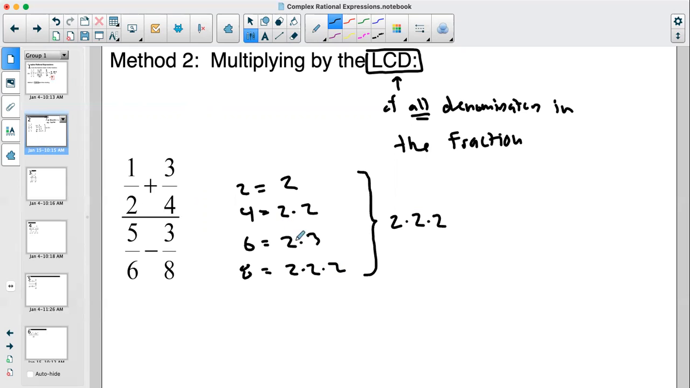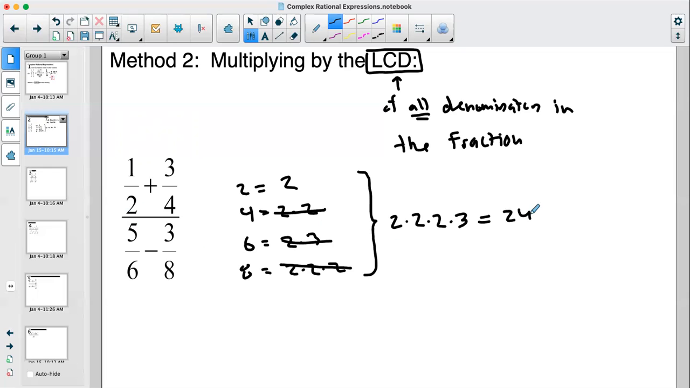Now I check, if I want 6 to be a part of this LCD, I have to make sure that all the factors of 6 are in here. 2 is the first factor of 6, and there's already a 2 in there, so I don't need to add that one. 3 is the second factor of 6. It is not in my LCD yet, so I must add it. So I've taken care of 8, I've taken care of 6. 4 is 2 times 2. I can see that I already have a 2 times 2 in this one, so I'm done with that. And 2 is just one 2, and I already have 3 of those. So my least common denominator of all these fractions is 24.